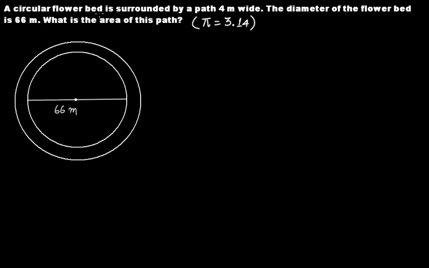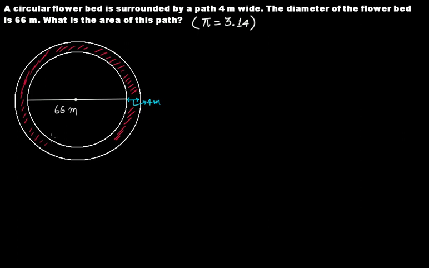A circular flower bed is surrounded by a path 4 meter wide. So this path is 4 meter wide. You have to find what is the area of this path. This is the path where, just imagine, you can walk around. So you have to find the area of this path.